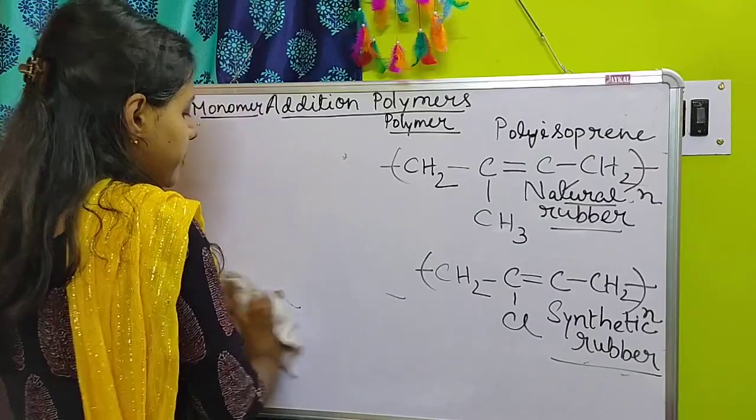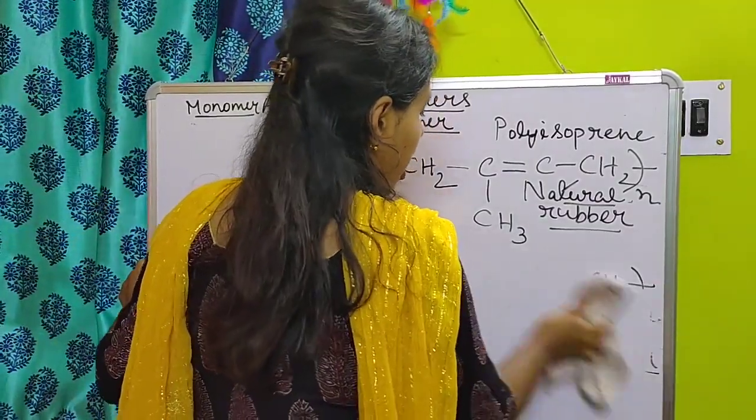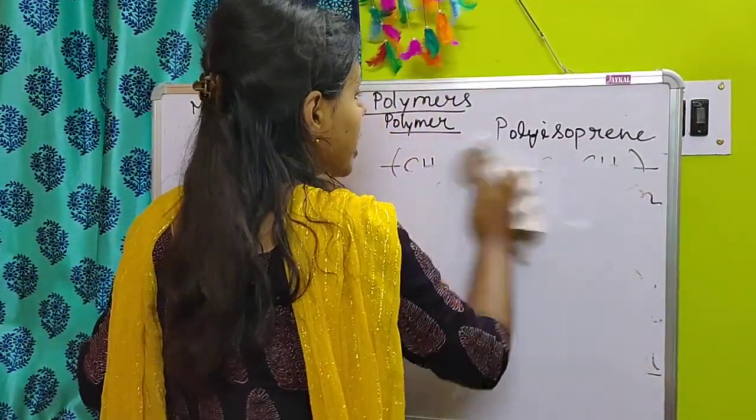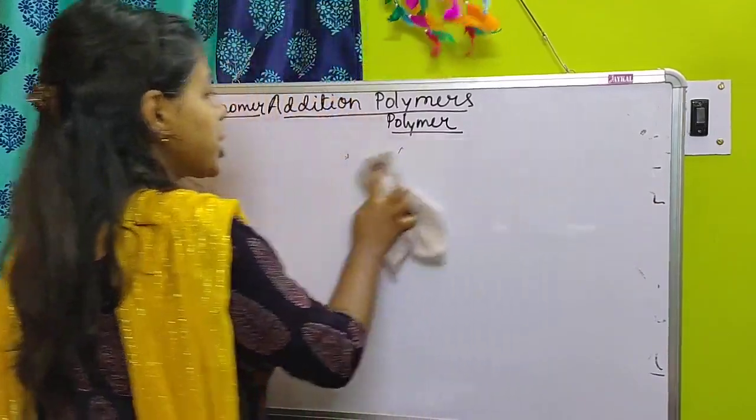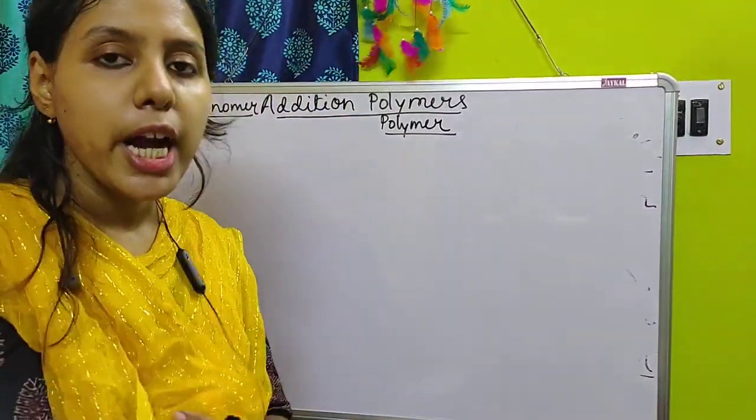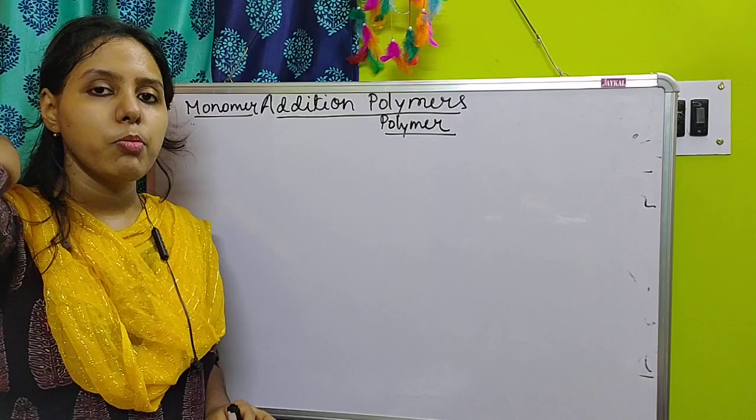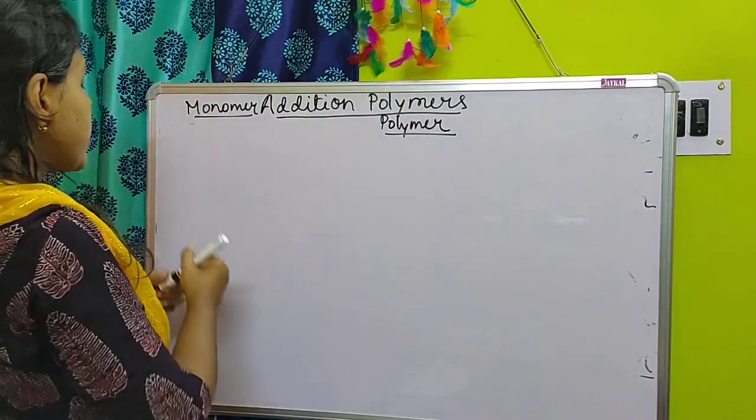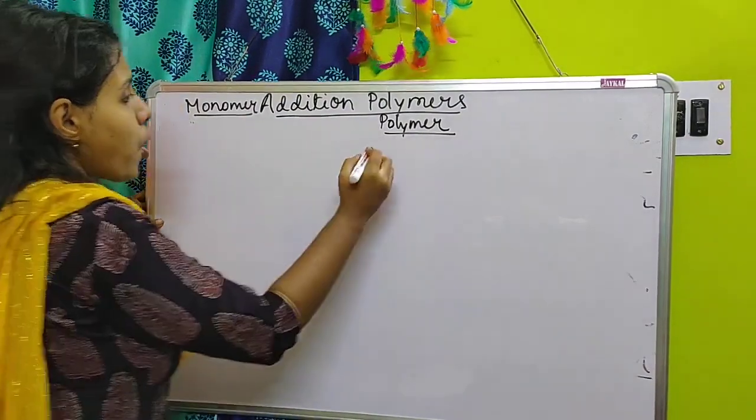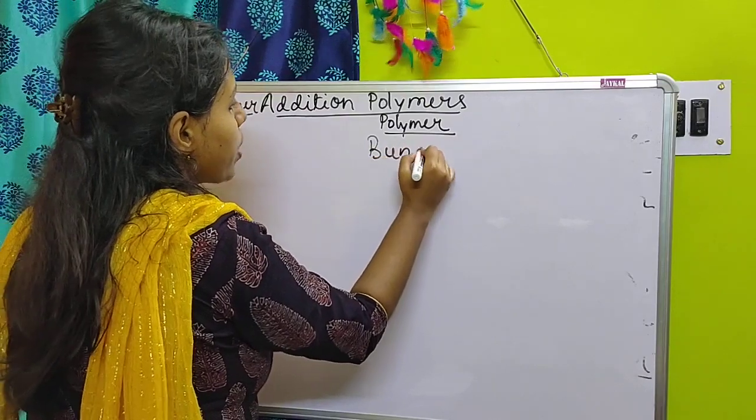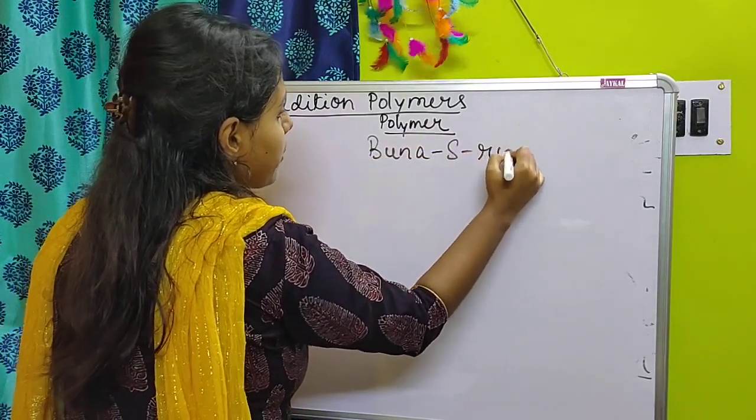These all are addition compounds, because as you see, no elimination of any simple molecules is taking place here. The next polymer we are seeing is Buna S rubber.